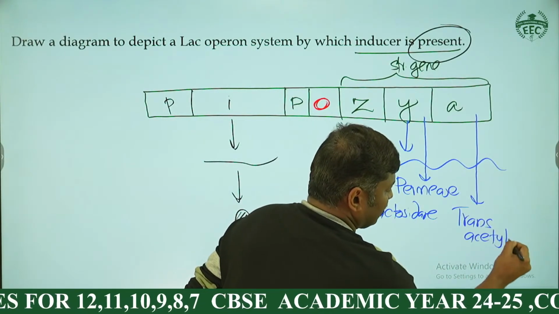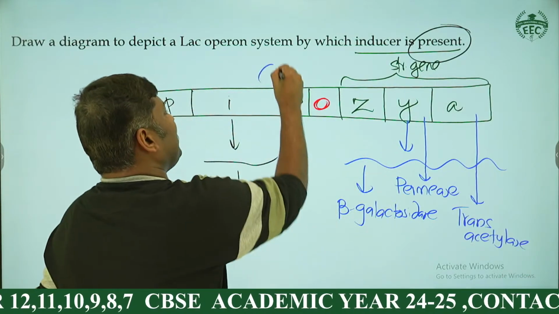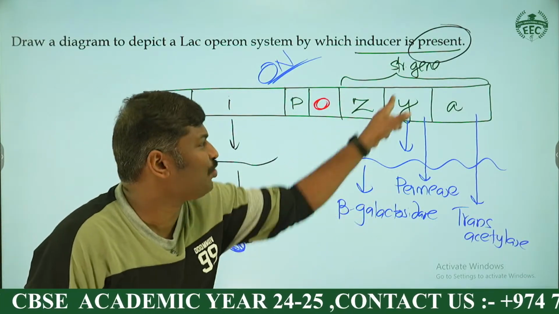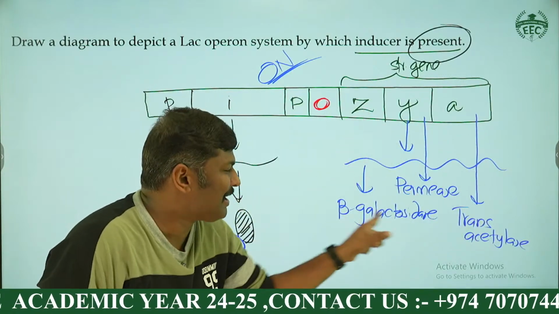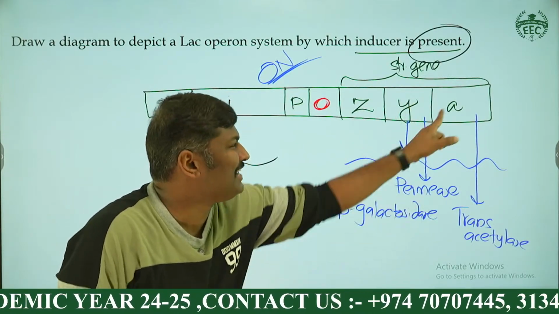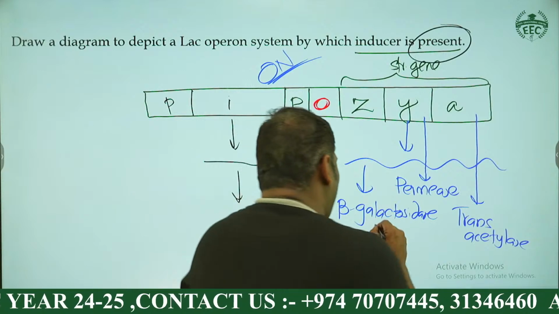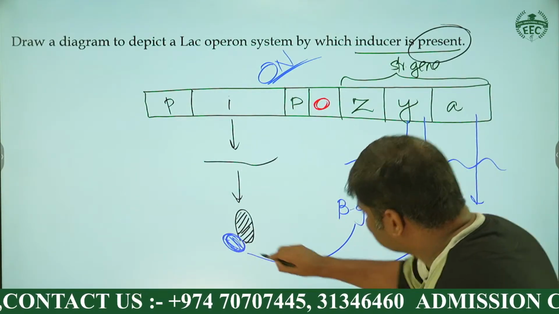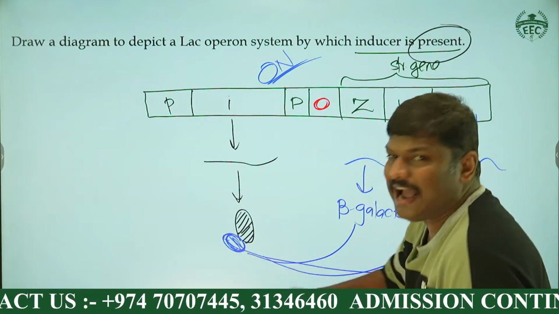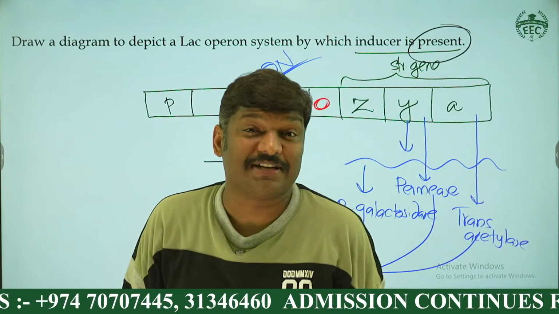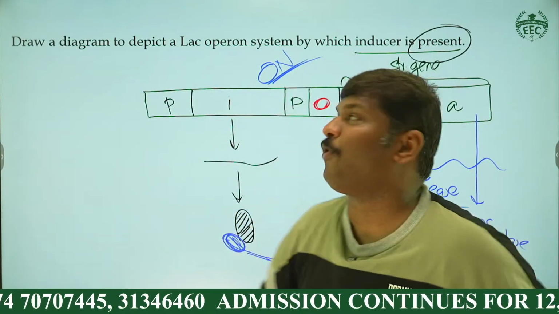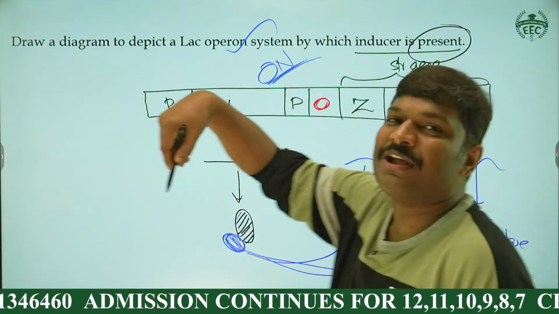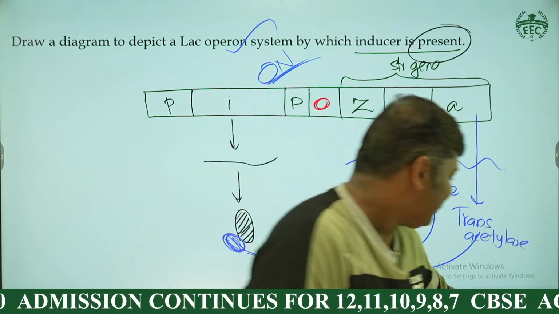trans-acetylase. And now the system is switched on. The system is switched on. Z is active, Y is active, A is active. Z can make beta galactosidase, Y can make permease, A can make trans-acetylase, and all these three enzymes together are moving towards the lactose and undergoing the digestion. Lactose is a disaccharide, right? It is digesting to form glucose and galactose. That is the diagram to depict the lac operon system. Okay, I think it is clear, my dear student.